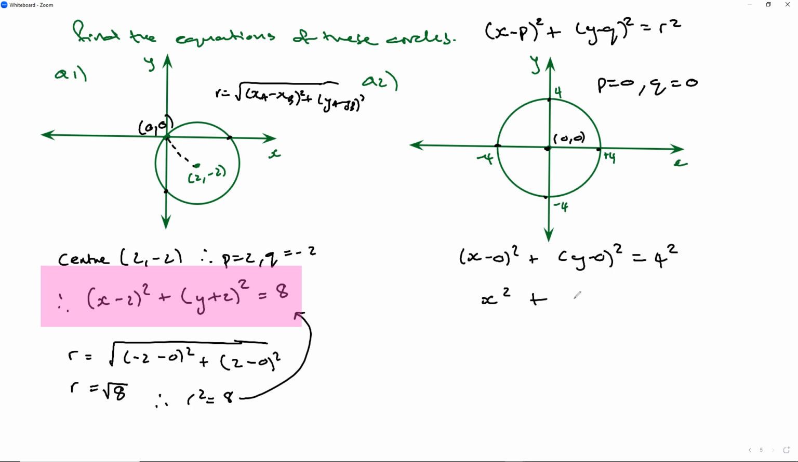So we end up with x² + y² = 16. And that will be the equation of this circle there.